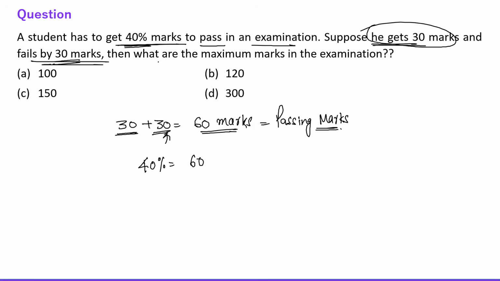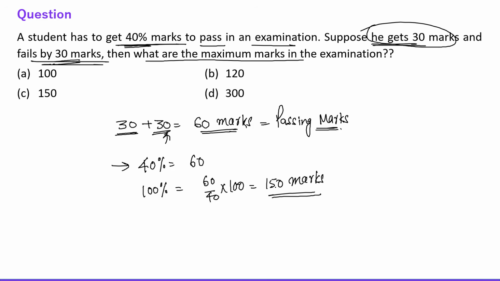Then what is the question? What are the maximum marks in the examination? The question is asking what is the 100%. 40% is given to us. What is the 100%? So 60 by 40 into 100. So this is 150. The correct answer is 150. Fine. Okay. Now let's move to the other question.